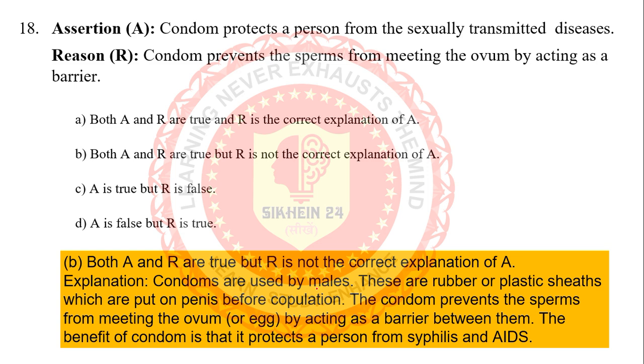Condoms are used by males. These are rubber or plastic sheaths which are put on the penis before copulation. The condom prevents the sperms from meeting the ovum, that is the biological egg, by acting as a barrier between them. The benefit of a condom is that it protects a person from syphilis and AIDS. So we go with B.